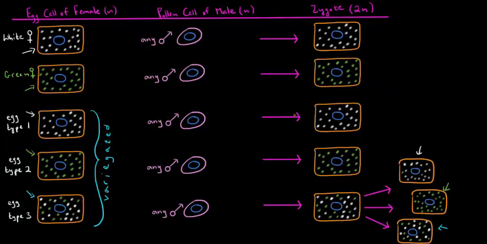And so the bottom line take-home message is, as I explained before, because the particular trait we're looking at, leaf color, is determined by a gene in the chloroplast, it exhibits maternal inheritance.